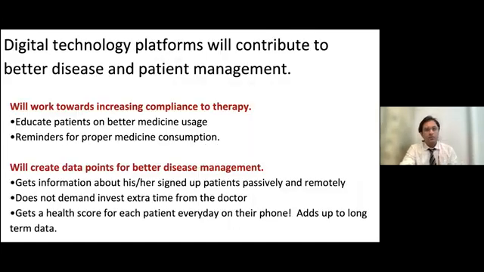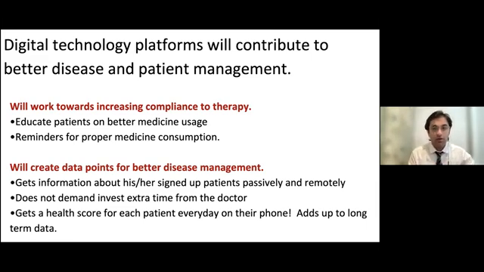So digital platforms will contribute to better patient management and better disease management. And this also helps in education and reminders for proper medicine consumption. In fact, the current app that I'm using for my OPD consultation automatically sends a reminder to a patient that you have a visit coming up in the next 2 days. It gets a WhatsApp message, patients automatically call and say, okay, we forgot we have to come for a follow-up, just because we got a message we came. And that was very good. Patients are happy. You have to inform them in advance that you're going to get a message, but those things help. And the data points that you create help for better disease management.